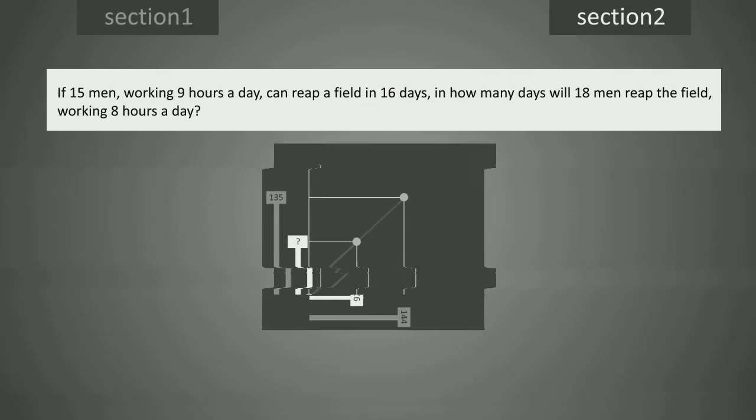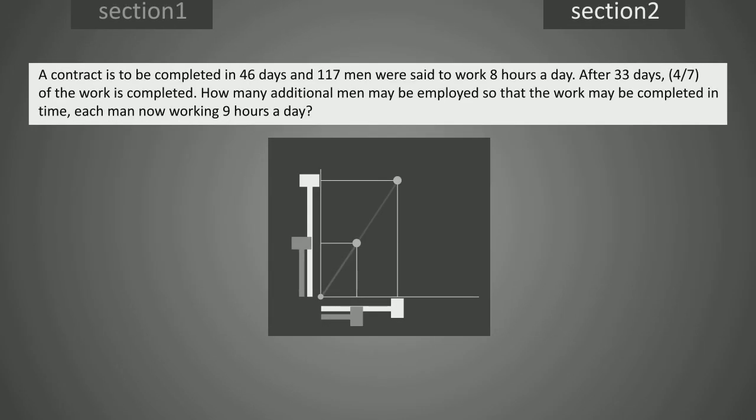Problem 2. A contract is to be completed in 46 days, and 117 men were set to work 8 hours a day. After 33 days, 4 by 7th of the work is completed. How many additional men may be employed so that the work may be completed in time, each man now working 9 hours a day?